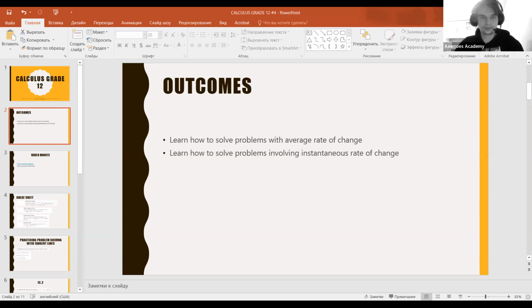So, these are going to be the outcomes of today's class. And let's make a brief review, guys. Alan, would you tell us how you understand average rate of change? Slope, which is y2 subtract y1 over x2 subtract x1. Yes, great.